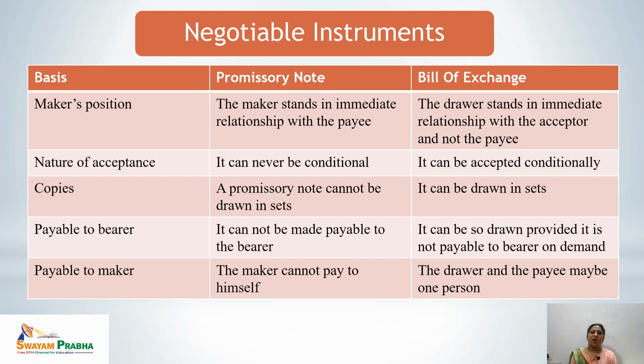Next is the copies. A promissory note cannot be drawn in sets, but a bill of exchange is drawn in sets. Payable to bearer: a promissory note cannot be made payable to the bearer, but a bill of exchange can be so drawn, provided it is not payable to bearer on demand. This must be mentioned on the bill of exchange. Payable to maker: the maker cannot pay to himself. That means there must be at least two parties, one the maker and another the payee to whom the maker can pay for the promissory note. But in case of a bill of exchange, the drawer and the payee may be the same person.